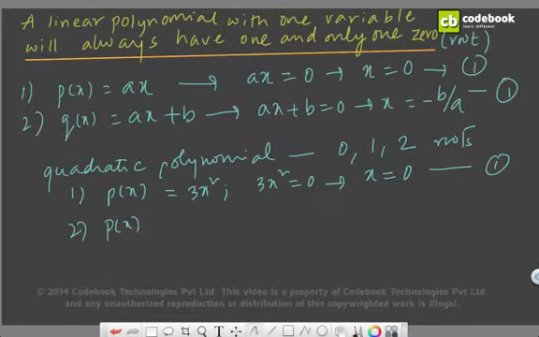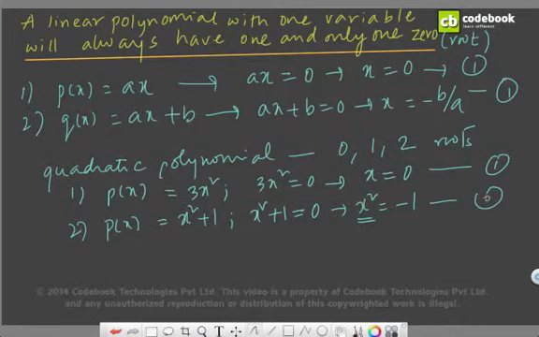Consider another quadratic expression, x square plus 1. Again, in order to calculate the root, you equate it to 0, whereas here you end up with x square equal to minus 1. There is no value for x which will satisfy this polynomial, because x square is always positive, so there are no roots in this case.